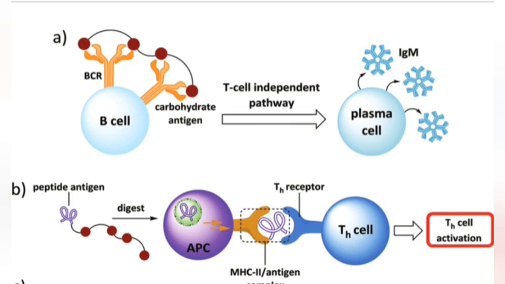So here you can see a B cell combines with the antigen and differentiates into a plasma cell releasing antibodies, whereas a T cell requires an antigen presenting cell for processing and MHC for the presentation of the antigen.